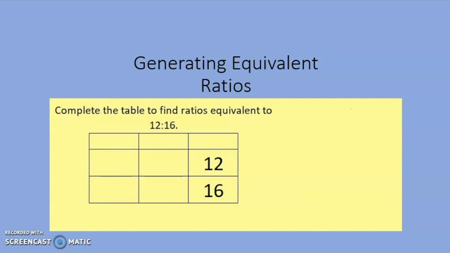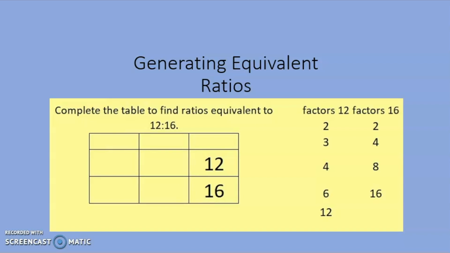Let's try this one. Complete the table to find ratios equivalent to 12 to 16. Again, we write out factors for 12. Those would be 1 times 12, but we don't really need the 1, so I didn't put it there. 2 times 6 and 3 times 4. For 16, we would have 1 times 16, 2 times 8, and 4 times 4. So the ones that come up there are 4 and 2.